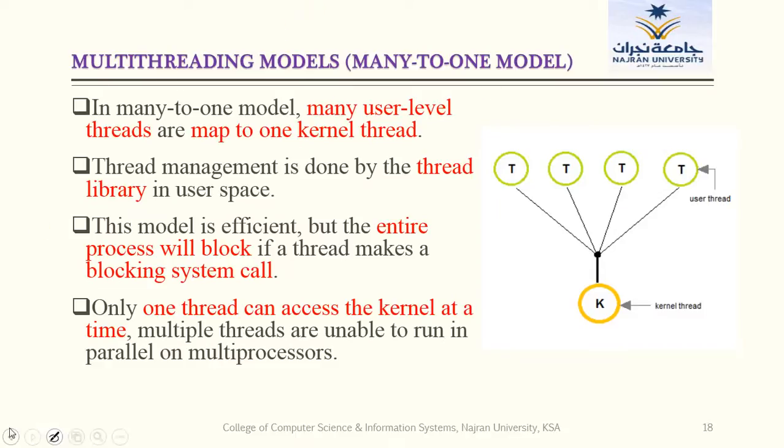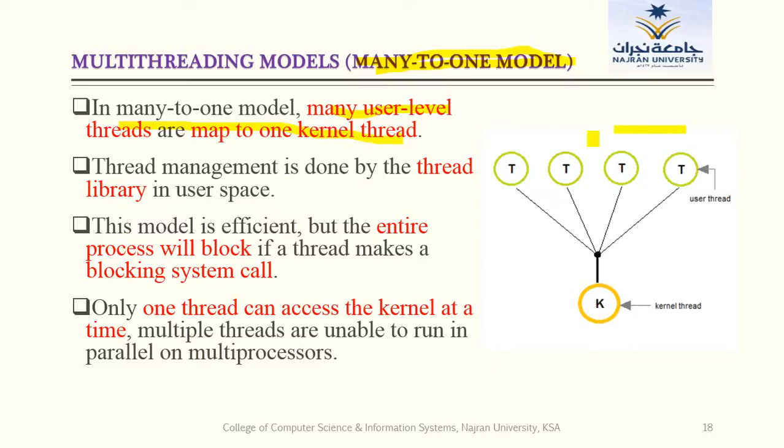So the first model that we have is the many-to-one model. As its name shows, many to one. In the many-to-one model, many user level threads are mapped to one kernel thread. This is our first point, that in this threading model many threads are mapped to one kernel thread. In this model, we have only one kernel thread and many user level threads.